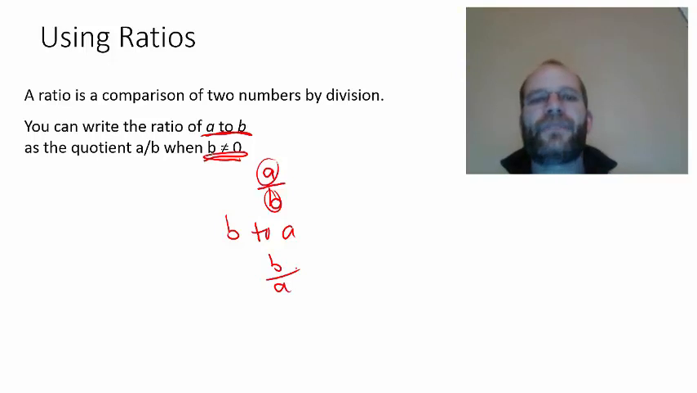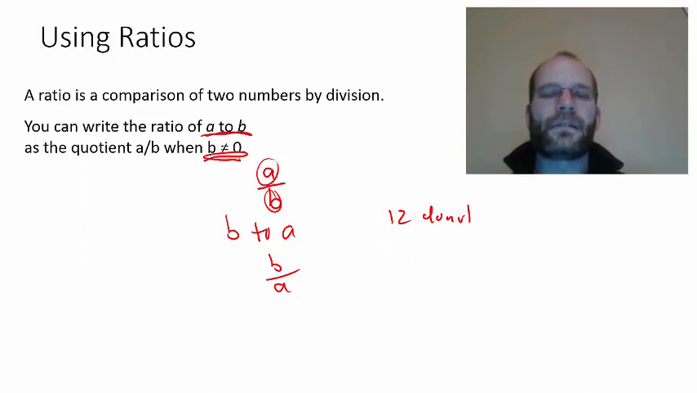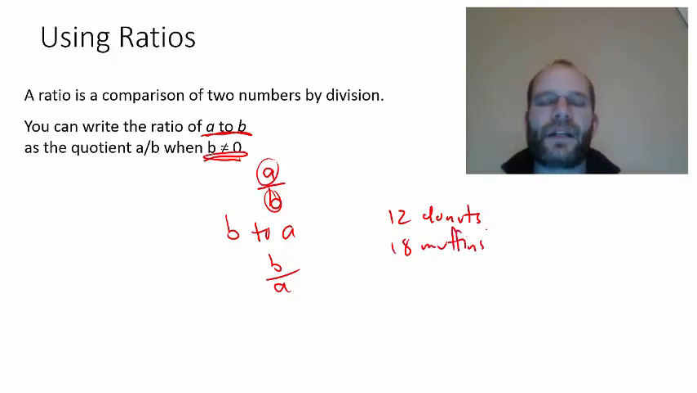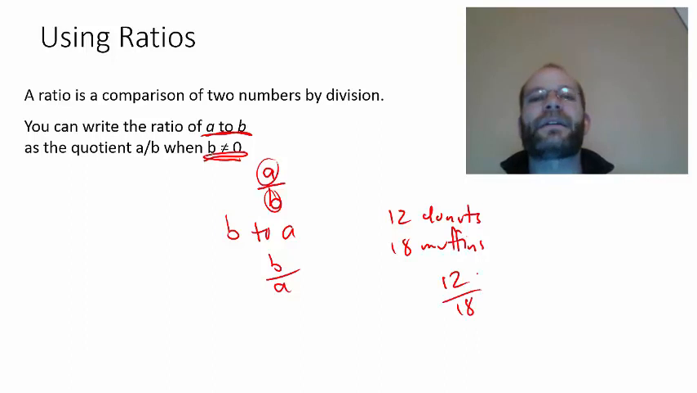Okay? And if we look at this in more of a practical example, suppose I want to compare 12 donuts to 18 muffins. Well, the 12 goes in the numerator and the 18 in the denominator. If I want to compare 18 muffins to 12 donuts, 18 goes in the numerator, 12 goes in the denominator.